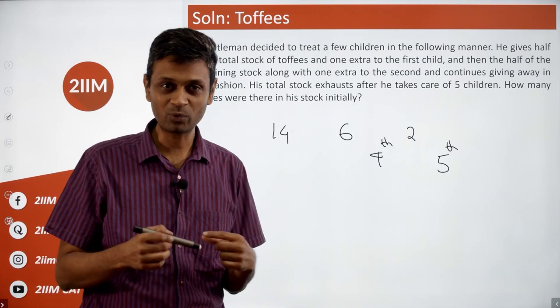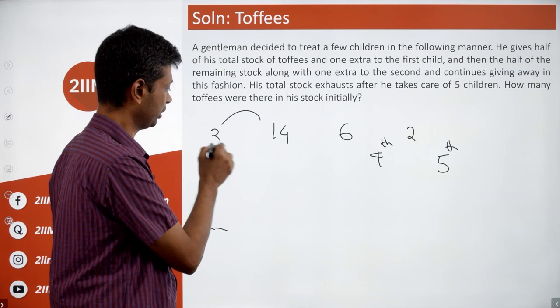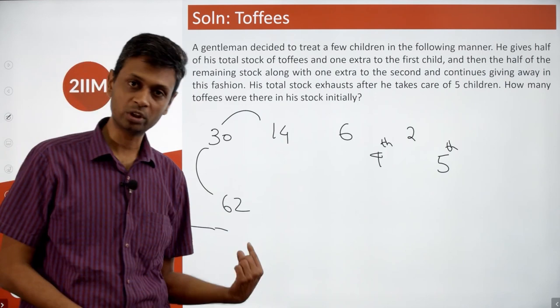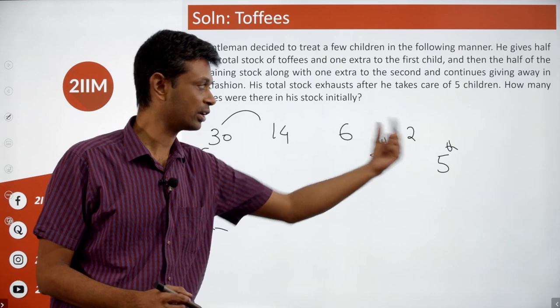To 6 add 1, 7. Into 2 is 14. To 14 add 1. Into 2 is 30. To 30 add 1. Into 2 is 62. He has 62 to begin with. He gives away 32 for the first kid. He has 30 remaining. He gives away 16 for the second kid, has 14 remaining. Gives away 8, has 6 remaining. Gives away 4, has 2 remaining. Gives away the 2. So he should have started with 62 toffees.